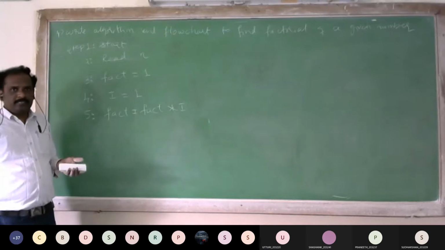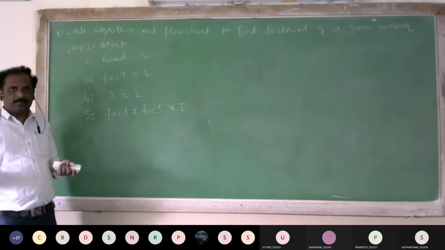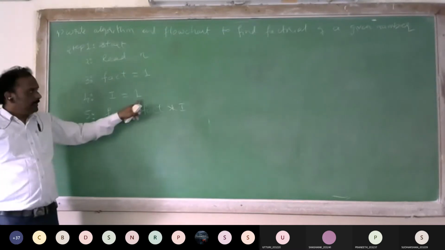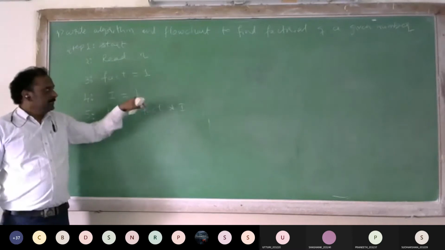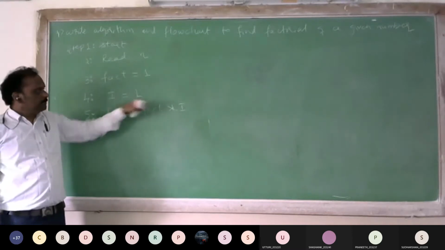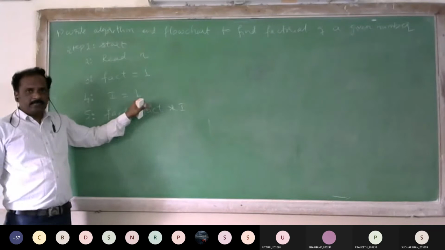So what is the factorial definition? Product of numbers from 1 to n. So 1 we have calculated. What is the next number? 2. To get 2, what do I need to add? I need to add 1.